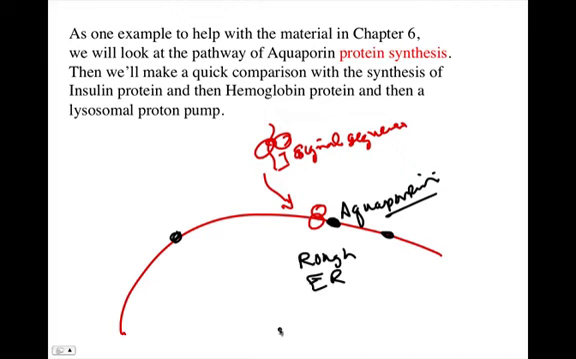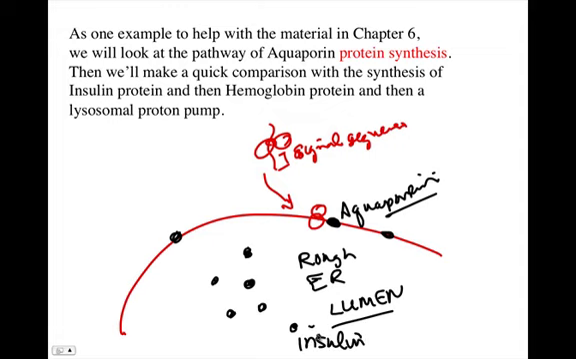So now we know the function of the rough ER. It's the site of protein synthesis for proteins that are bound to the membrane or that are going to get released from the cell. Proteins floating inside the rough ER, in the space called the lumen, would include proteins like insulin. Insulin is going to get released from the cell into the blood.